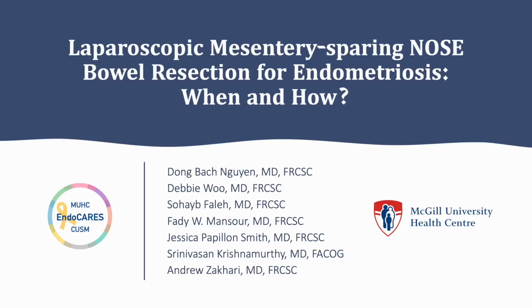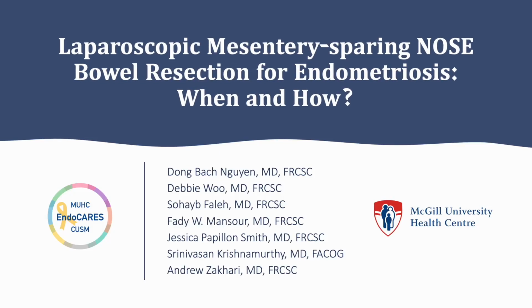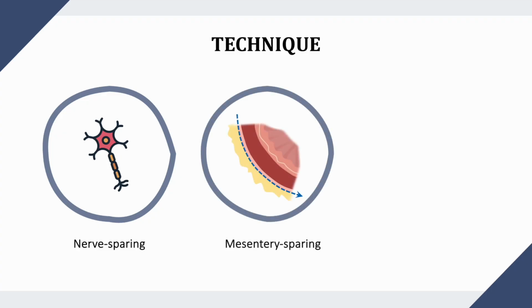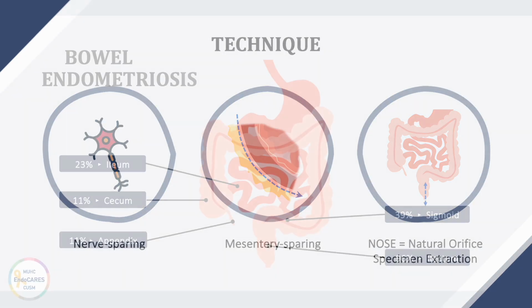In this video, we describe when and how to perform a laparoscopic bowel resection for colorectal endometriosis. In cases of multi-organ endometriosis, gynecologic surgeons must remain at the forefront of clinical decision-making and surgical care coordination. The technique presented is nerve-sparing, mesentery-sparing, and utilizes a NOSE approach where the anvil and specimens are transferred through natural orifices to avoid a mini laparotomy.